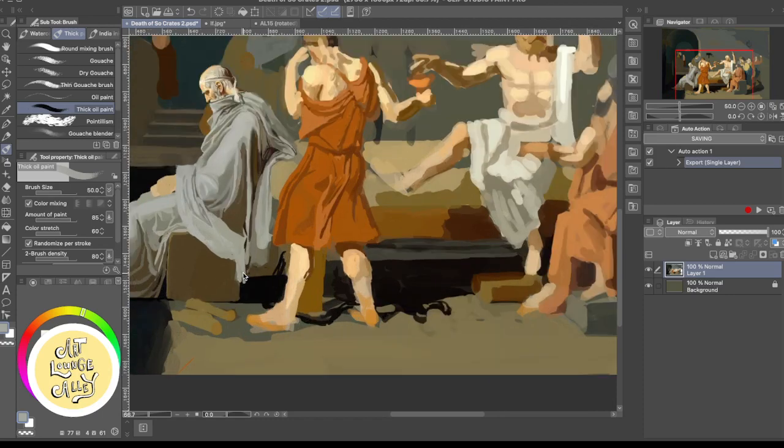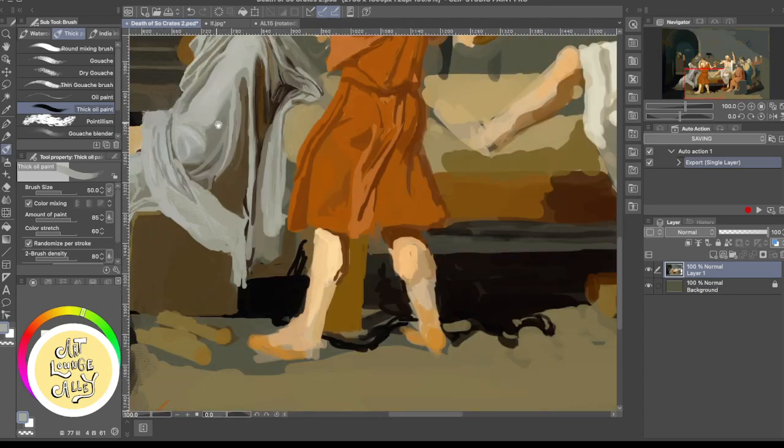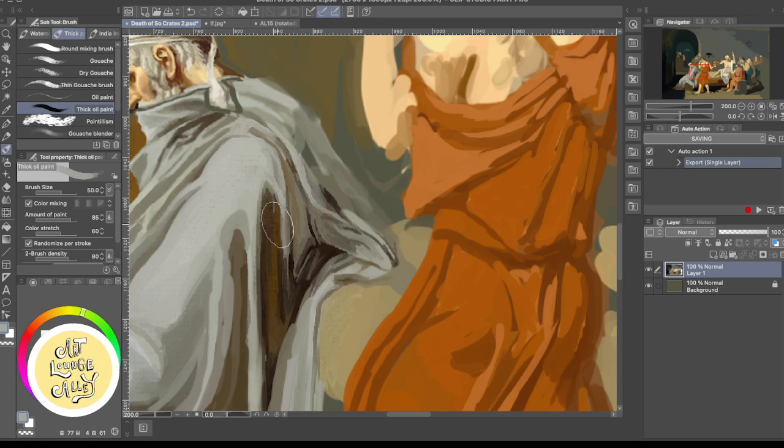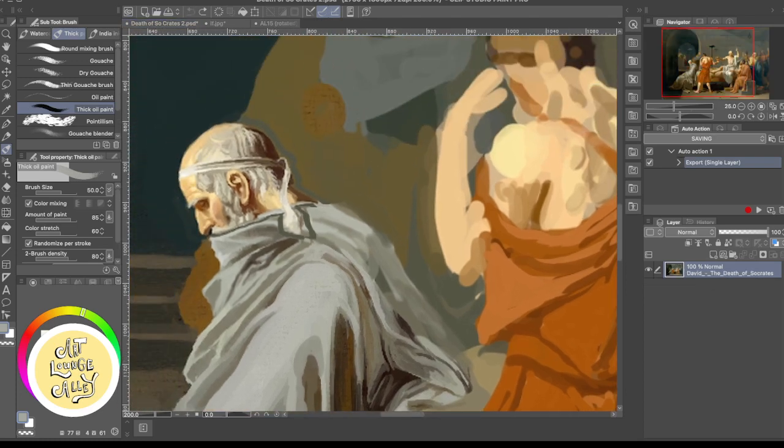I don't want to get bogged down by it. If anything, I'm just going to keep moving. I want to stay in the flow of it. And then towards the end, make some adjustments.